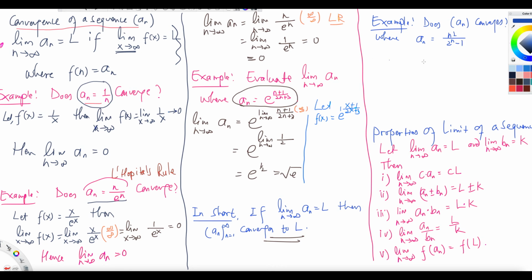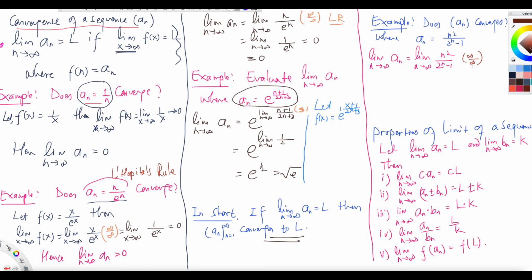Okay, so how about this one? Let me take the limit as n tends to infinity of a_n, which is the limit as n tends to infinity of n squared over 2 to the n minus 1. If you take the limit as n tends to infinity, you will get infinity over infinity here. Infinity squared is infinity, over 2 to the infinity, which is also infinity, minus 1 is still infinity, because you're subtracting just 1 from a big number, right?